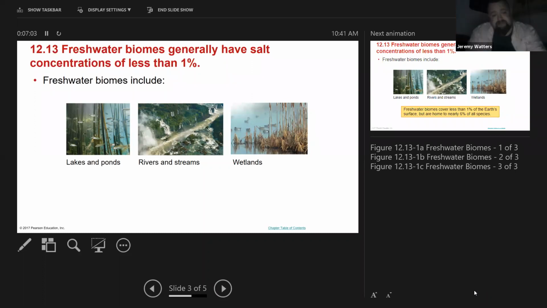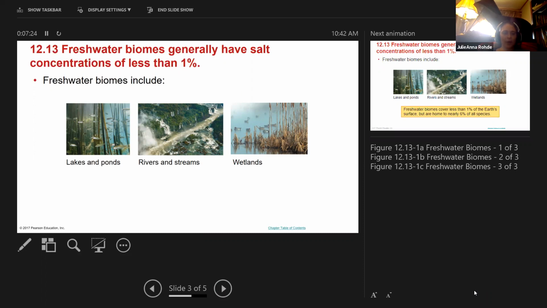Okay. Freshwater biomes, any water body is classified as freshwater if it contains less than 1% salt by weight. Okay, 1% by weight salt. So that's like 1 gram in 100 milliliters is what that would be considered percent weight.